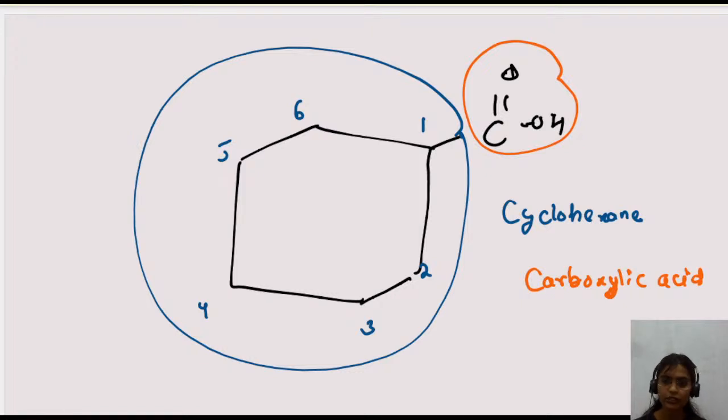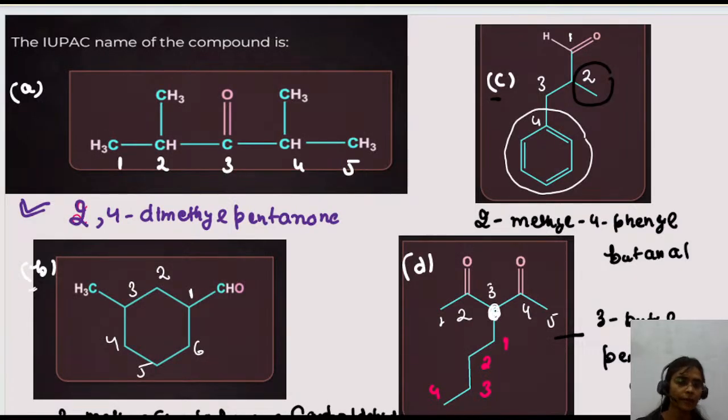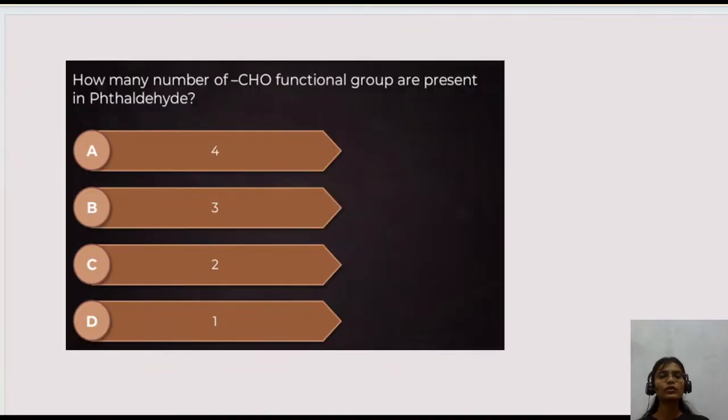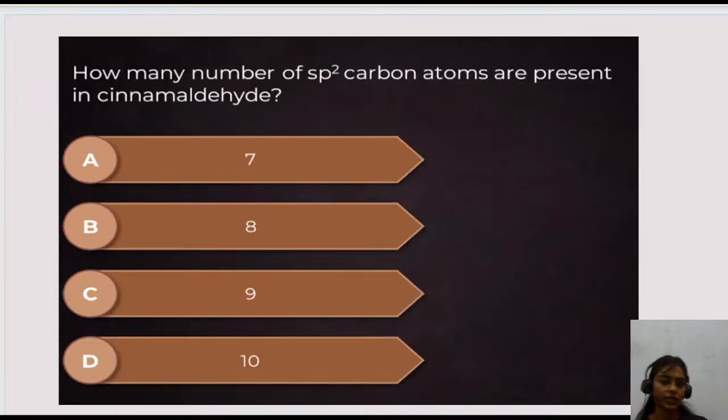Okay, then. So that's it. This is all for the nomenclature. And if you want to understand in much more detail, just go with the 11th class again. Okay, so now answer some questions. Question number one, let's just discuss this later. Cinnamaldehyde, answer this please.